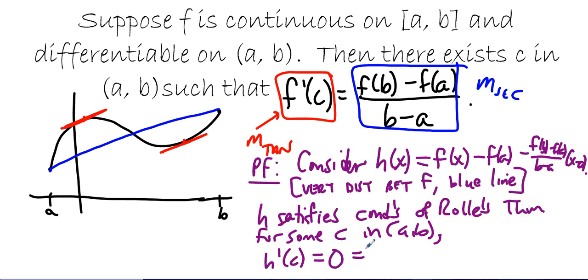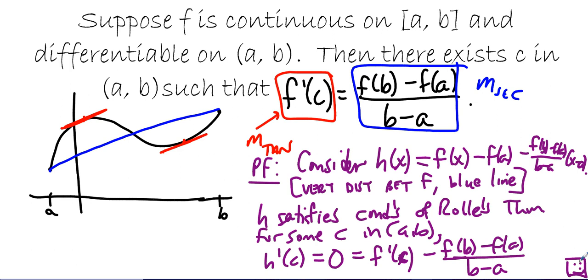Well, what's h prime of c? We take the derivative, take the derivative, take the derivative. Well, the derivative of that, pretty straightforward. Derivative of that, well, that's 0 because that's a number. And derivative of that is just the slope. So, sorry, that's a c, sorry. There is a place where this thing is 0. And if this thing is 0, then f prime of c has to be f of b minus f of a over b minus a. And we're good.